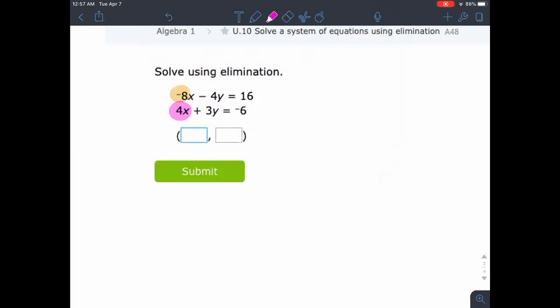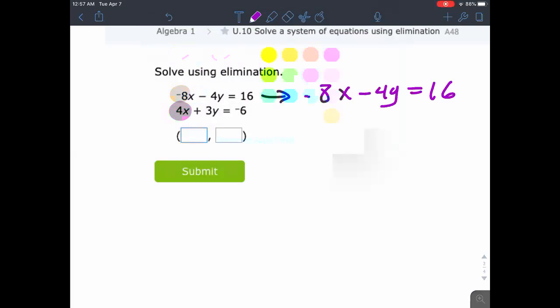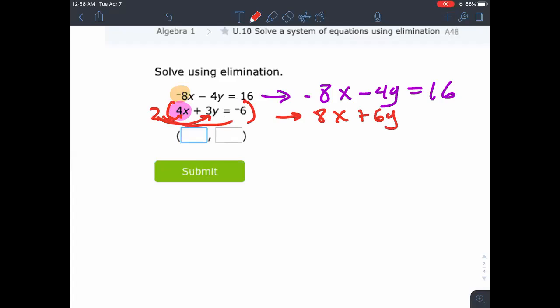So I say, you know what, I'm going to keep the first equation exactly as it is. So it's going to stay negative 8x minus 4y equals 16. But then I'm going to multiply the second equation by positive 2, because 2 times 4x equals 8x. And now my x's are opposites. Then I'm going to multiply the 2 by the 3y, giving me 6y. I'm going to multiply the 2 by the negative 6, giving me negative 12.